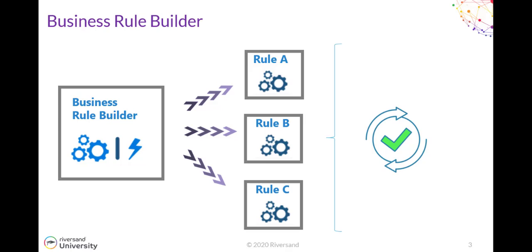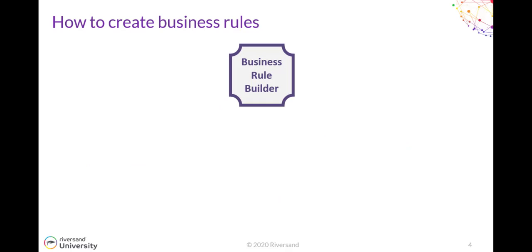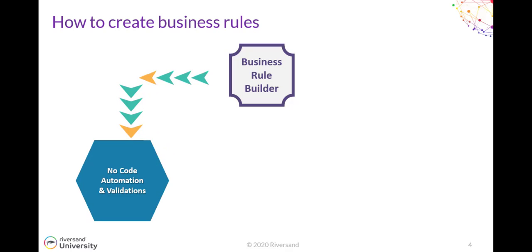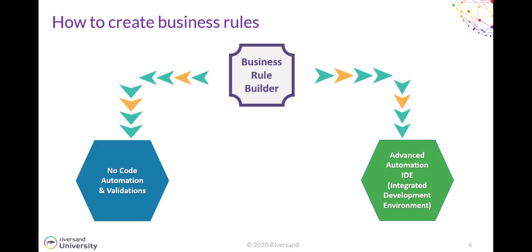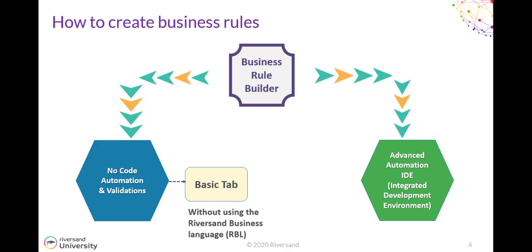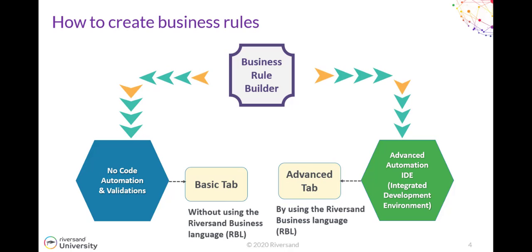In the current release, Business Rule Builder provides the ability to map the business rule from the Rule Governance Mappings grid. Business Rule Builder consists of two outcomes: no-code automation and validations, and Advanced Automation IDE. The aim of no-code automation and validations is to help business users to easily create business rules by using the Basic tab. The aim of Advanced Automation IDE is to enable developers and business admin to write business rules using Advanced tab in a quick and efficient way.